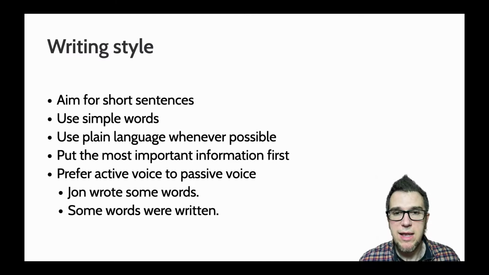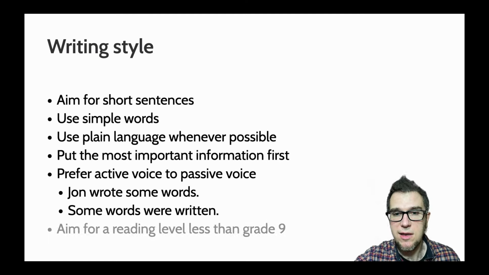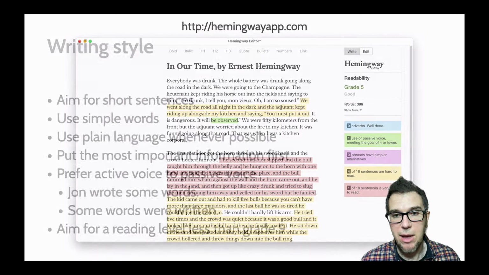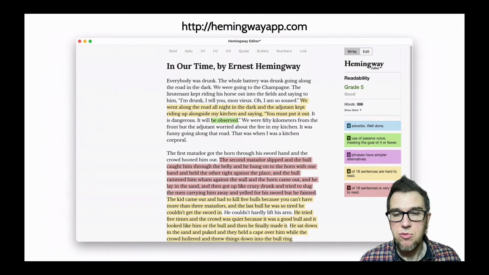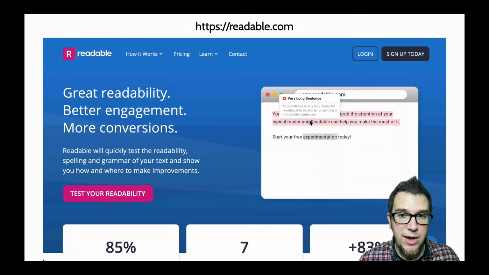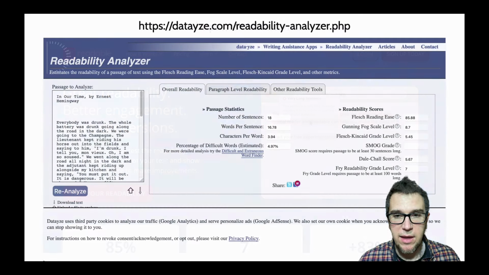There are some really great apps out there that help you analyse your writing to assess its reading level. A really great app for doing this is Hemingway, but there are others out there, readable.com and Data Eye's Readability Analyzer. And these can really help you work out how readable your text is.